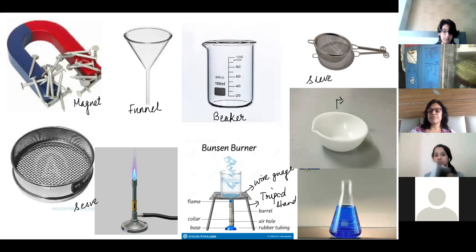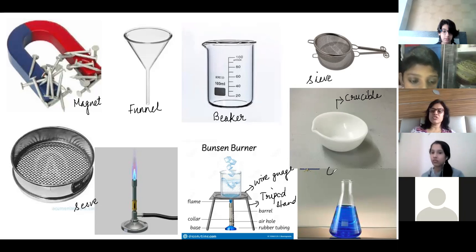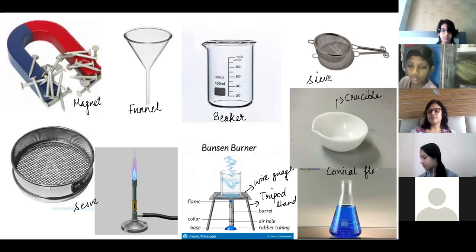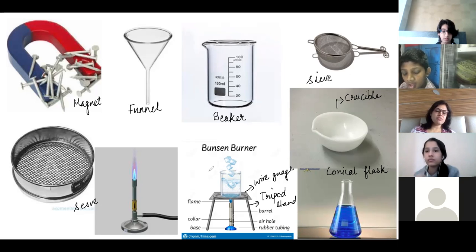This is a bowl called a crucible. This is called a conical flask, or triangular flask also, you can say. Okay, so now we'll be using all these things in separation of substances.